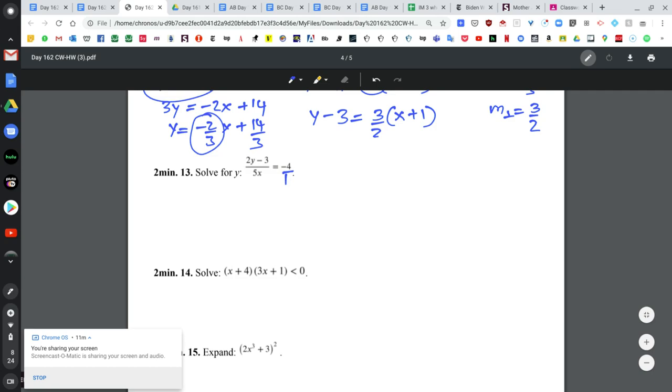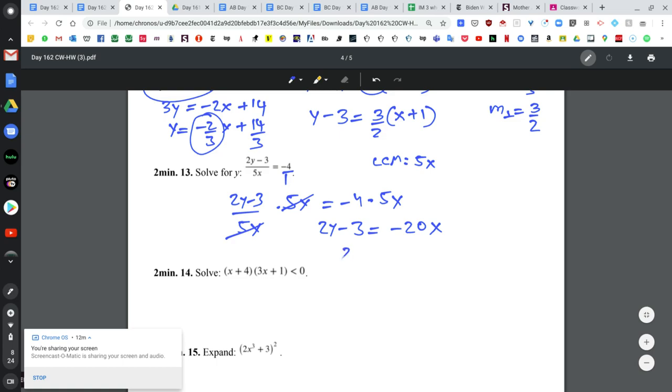I like clearing the fraction. The LCM of 5x and 1 is 5x. That's the common denominator, so I'll clear the fraction. So (2y minus 3) over 5x times 5x equals negative 4 times 5x. Here, the fraction gets cleared. So we have 2y minus 3 equals negative 20x, which is what you'd get if you had cross multiplied. And just isolate the y.